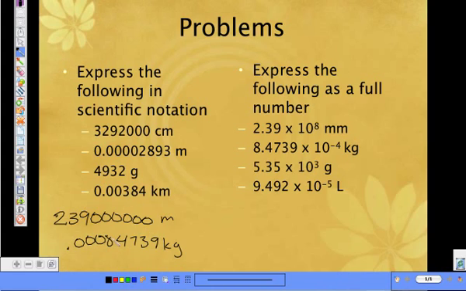Let's check how many significant figures are in this number down here. 5. Yep, 5. And then if we look at our number up here, how many do we have? 5. So we have the right number. Okay, how about that next one? What would it be? 1 0 to the right. So 5,350. Yep. And the next one?